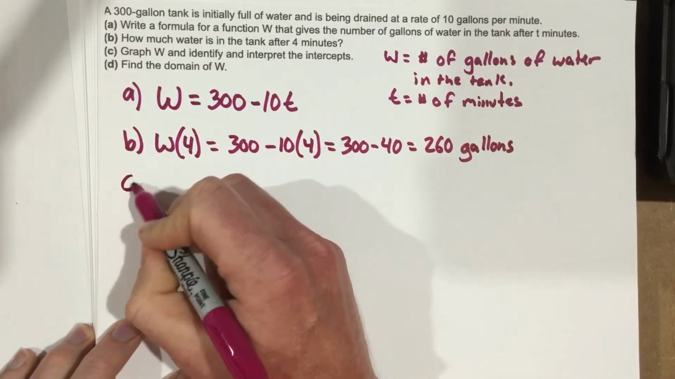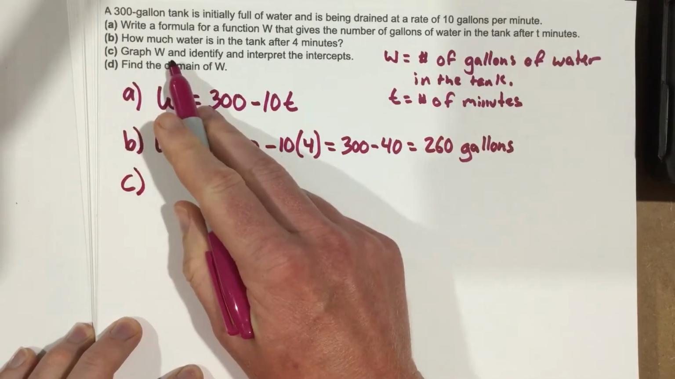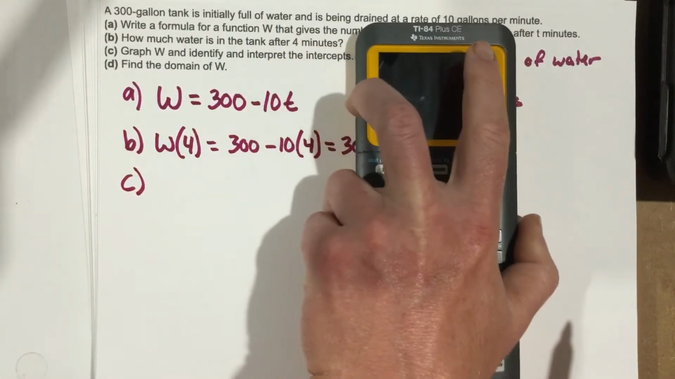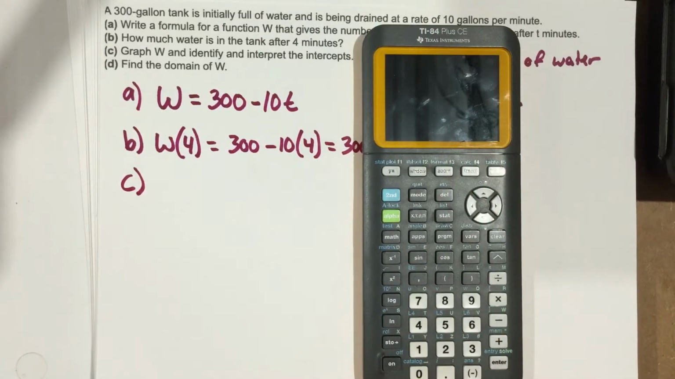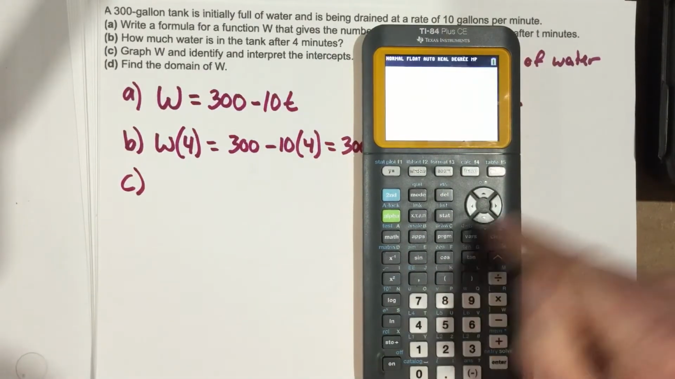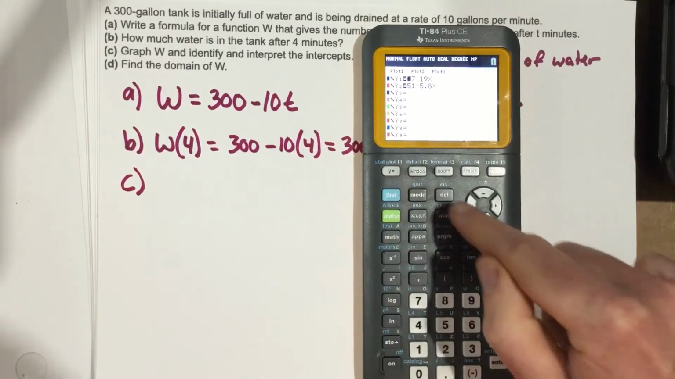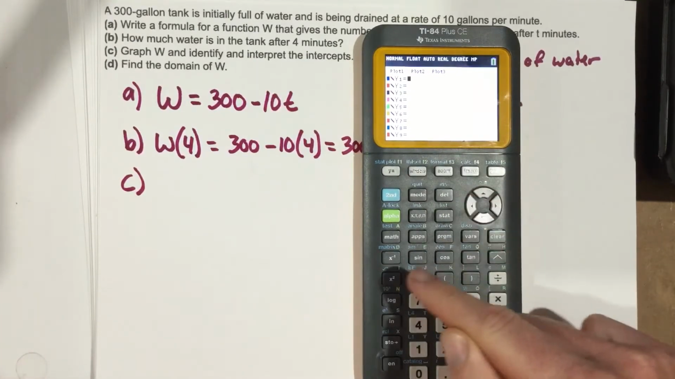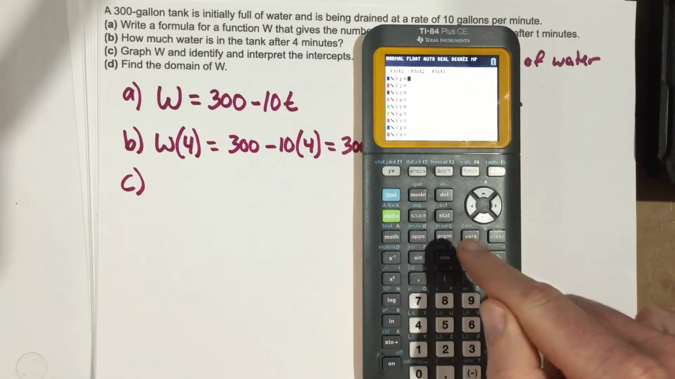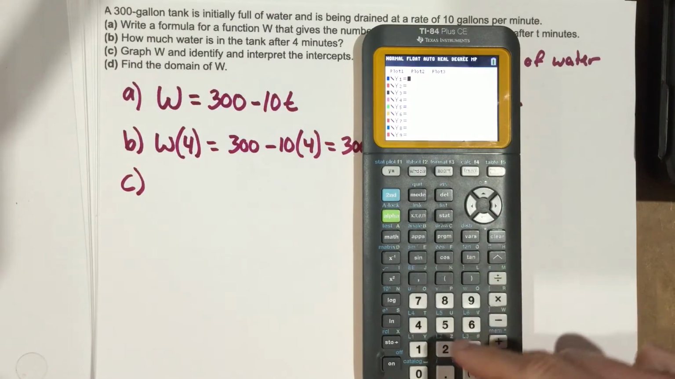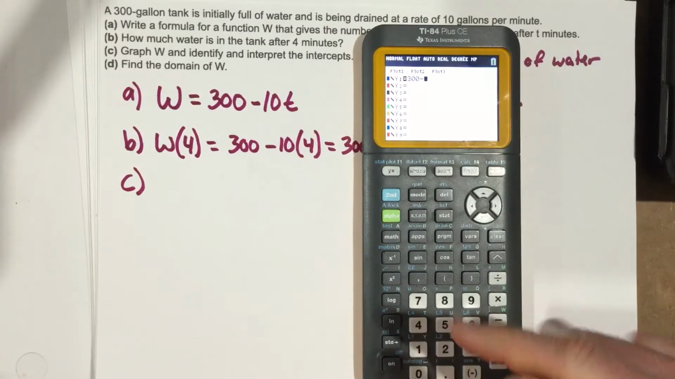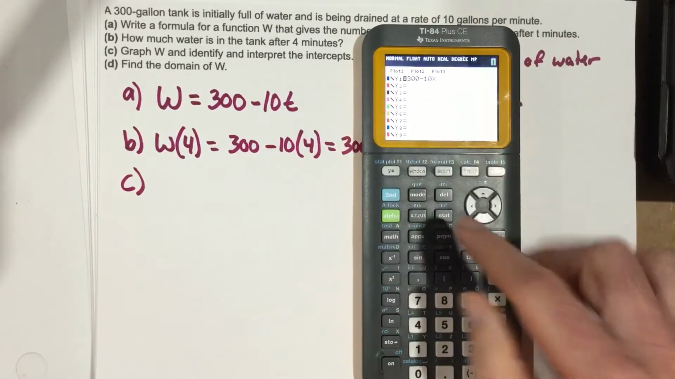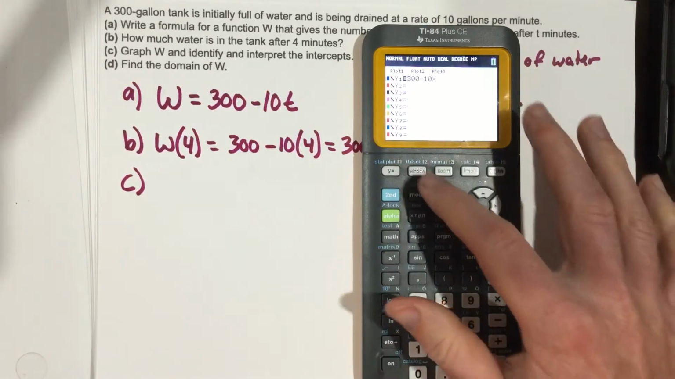Part C, graph W and identify and interpret the intercepts. So I think we can use our graphing calculator to do this. Let's go ahead and go into y equals. We can delete out any of the other equations that are there. And let's go ahead and say that the function is 300 minus 10, instead of using t, I'm going to use x. Now that we have that function put in there, let's go ahead and hit the window button.